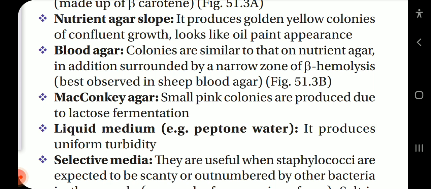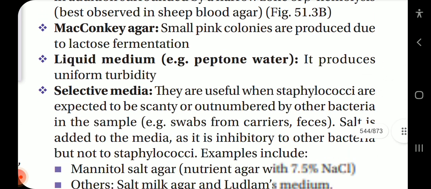Blood agar: colonies are similar to those on nutrient agar, in addition surrounded by a narrow zone of beta hemolysis, best observed in sheep blood agar. MacConkey agar: small pink colonies are produced due to lactose fermentation. Liquid medium, for example peptone water, produces uniform turbidity.